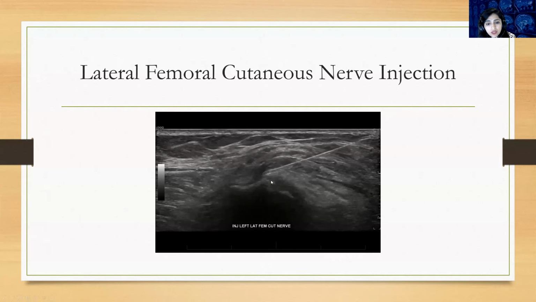The lateral femoral cutaneous nerve is present at the anterior superior iliac spine. This is the anterior superior spine. This is the lateral femoral cutaneous nerve, and we are injecting along the nerve, not into the nerve.